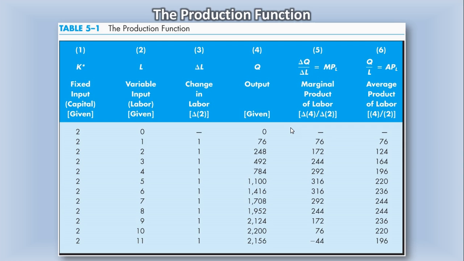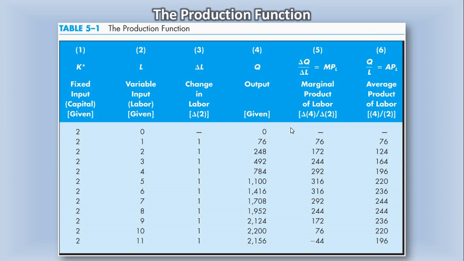So going from 0 laborers to 1 laborer, the change in labor, which is column 3, tells us that we are employing 1 more unit of labor. The output by employing 1 more unit of labor goes from 0 to 76. Therefore, the marginal product of labor, the extra amount of output produced by employing 1 unit of labor, is 76. And of course, the average product of labor tells us the average amount of output for all the laborers that we have. On average, how much is each one producing? Obviously, when there's just one, it's going to be 76 as well. So marginal product and average product will be equal for that first unit.